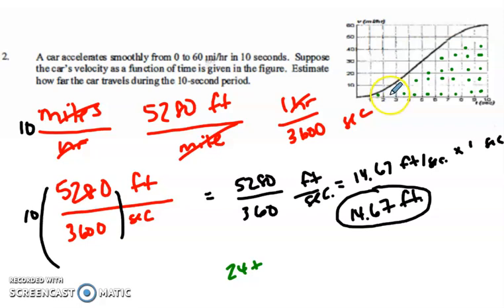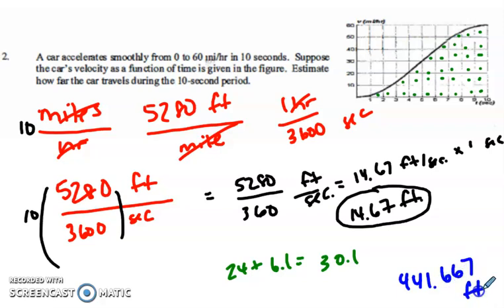I'll say 0.4 plus 0.9 is 1.3, plus 0.7 is 2, plus 0.5 is 2.5, plus 0.5 is 3, plus 0.4 is 3.4, plus 0.9 is 4.3, plus 0.2 is 4.5, plus 0.7 is 5.2, plus 0.9 is 6.1. So I'm saying 30.1 blocks times 14.67 feet per block, and when I do that out, I'm getting 441.667 total feet. I know your answer key said 440 feet, but this is an estimate, and that worked out to be close enough if you ask me.